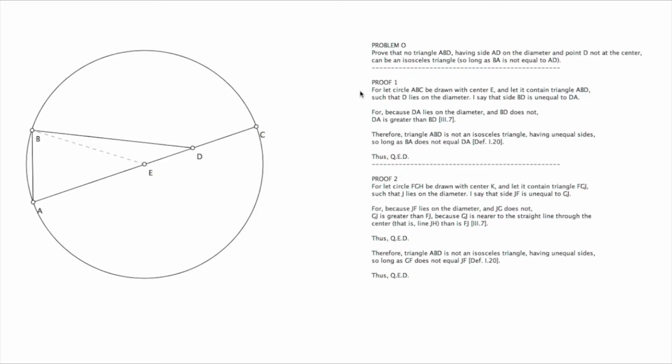So first, we say let circle ABC be drawn with center E and let it contain triangle ABD, such that D lies on the diameter. I say that side BD is unequal to DA. That's the main claim here. Because side DA lies on the diameter and BD does not, DA is therefore greater than BD.